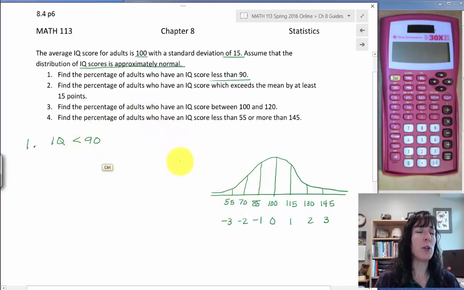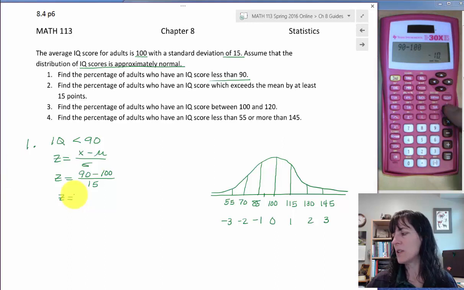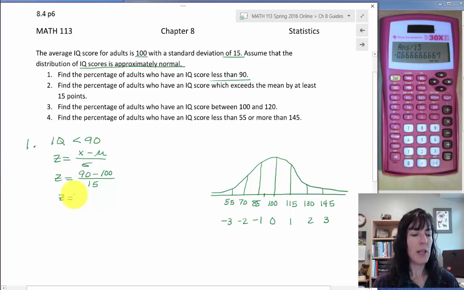Okay, we're looking at someone with an IQ of 90, and I can see they're in here, right about here. So I'll put a little mark. That's about 90. So I want to find what is the z-score first. So we will do z equals x minus mu over sigma. 90 minus 100 divided by 15. And I get negative 2/3 essentially. 0.67. Remember, we like to round it to 2 decimal places.